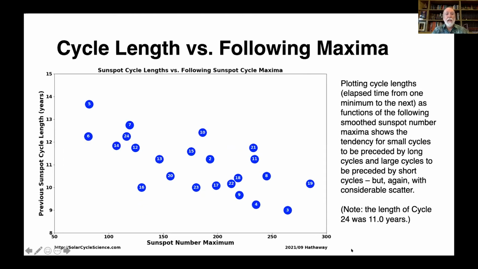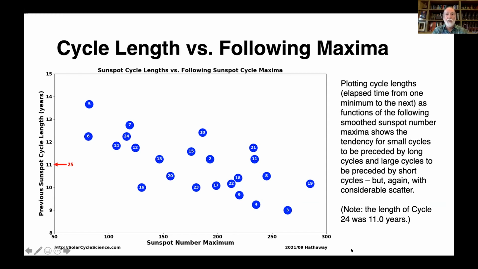We can also look at cycle length. There's an inverse relationship with small cycles being preceded by a long cycle, and big cycles being preceded by short cycles. Here again, there's a fair amount of scatter. If we put in cycle 25, it's right there in the middle. Again, it's not a good predictor. It says that cycle 25 ought to be average, but it can be anywhere from 125 or so up to 250 for a peak sunspot number.